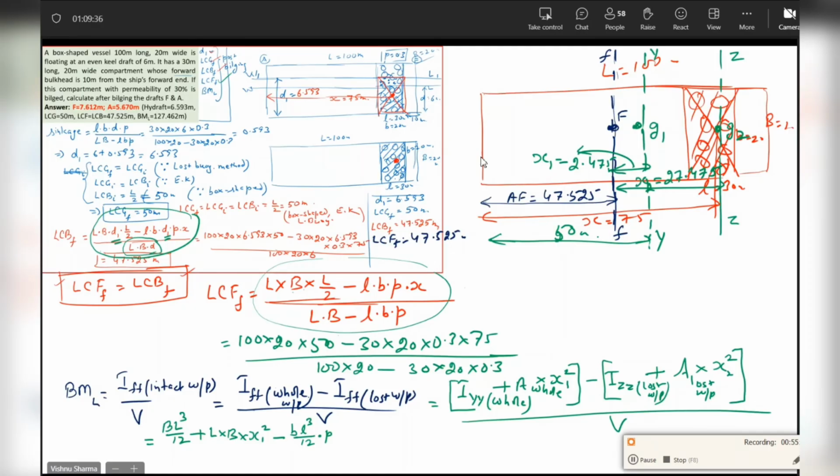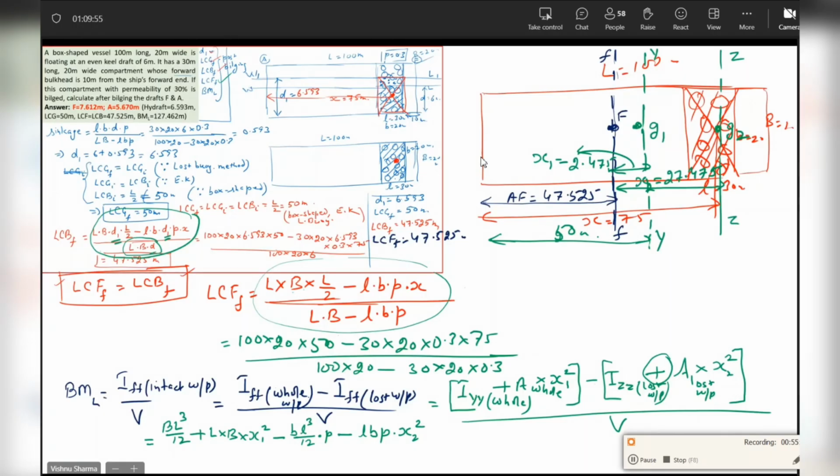Now when you open the box bracket, this will also become minus, guys. Please pay attention to this. Area of the lost water plane is LBP and into x2 square. Does everybody agree what I have put in the notational form here?